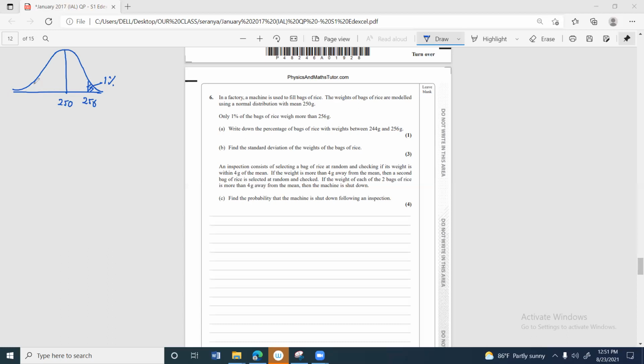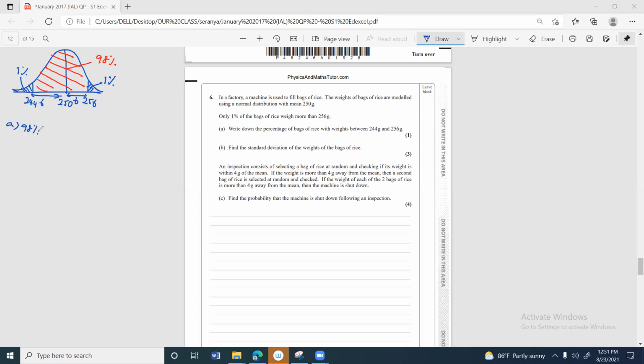Now you can see, for 244, the gap from 250 to 256 is how much? 6. 250 to 244 is how much? That one also 6. Therefore, what can you say about this percentage? This one also 1%. Then they are referring to the percentage which is in between. That's what they were asking in this question. That should be how much? Obviously it turns out to be 98%. So simply you can write the answer for part A: it's 98%.